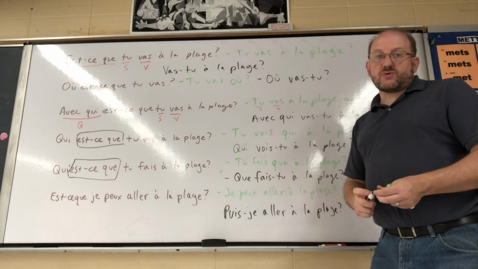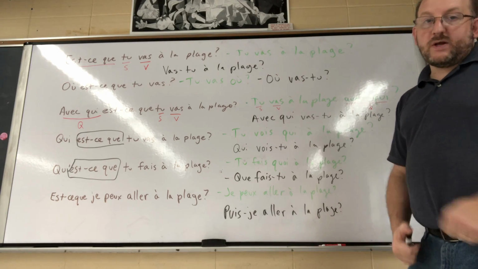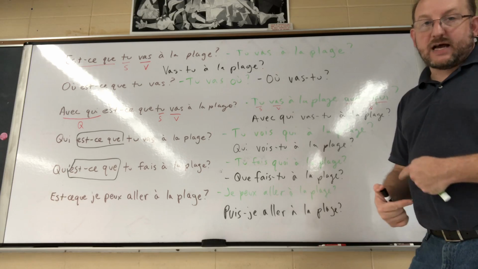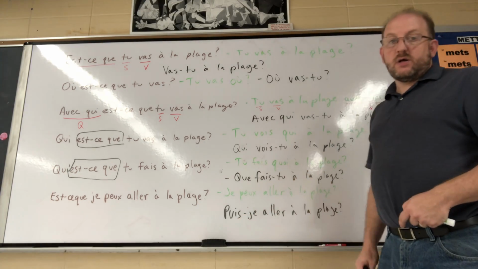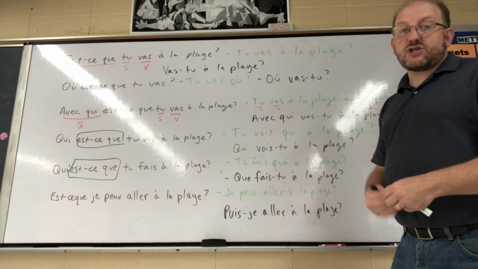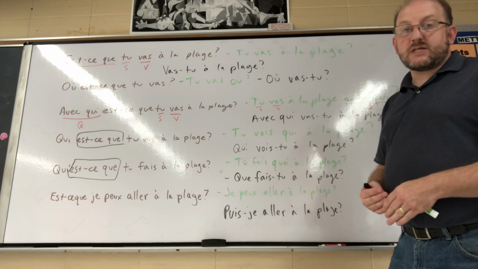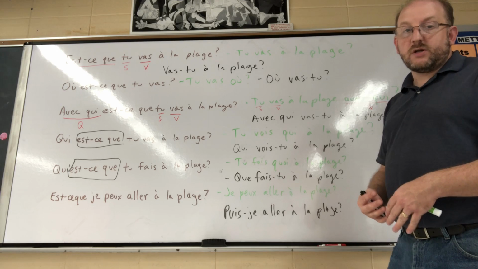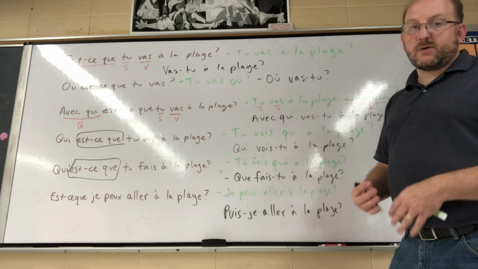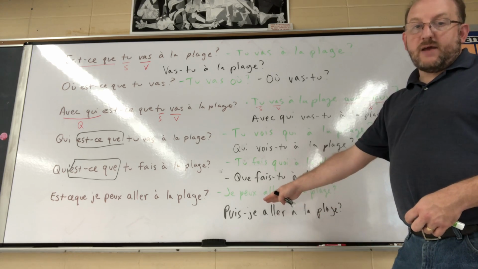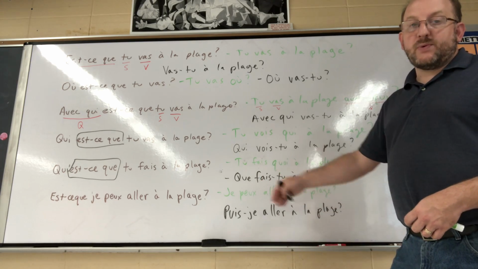Now, inversion is extremely rare with je. We don't usually ask about ourselves, except in this case, may I? Puis-je? When you use puis-je, it's extremely formal. So I want you to understand that part of inversion using je. Normally, we don't ask questions about ourselves. Normally, we don't invert with je. Here, if you want to be super formal and polite, puis-je.